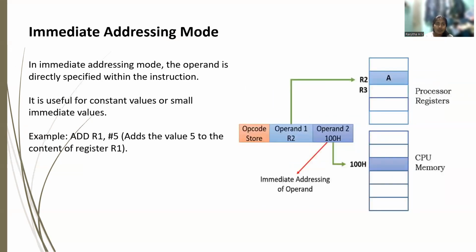Immediate addressing mode. What is meant by this? In immediate addressing mode, the operand is directly specified within the instruction. It is useful for constant values or small immediate values. For example, ADD R1, #5 adds the value 5 to the content of register 1.